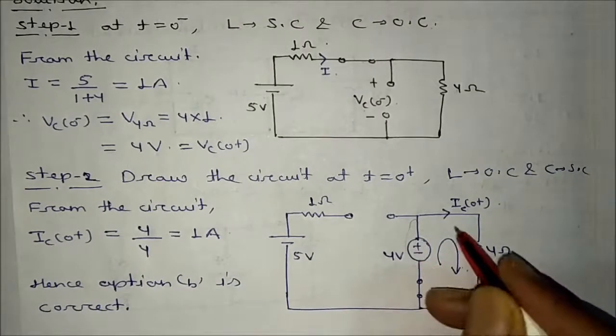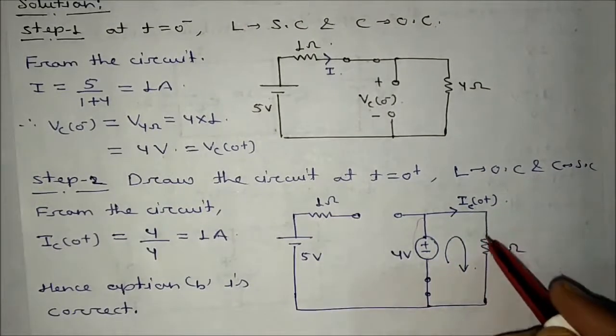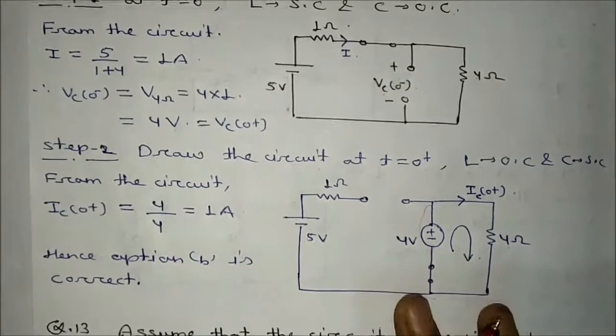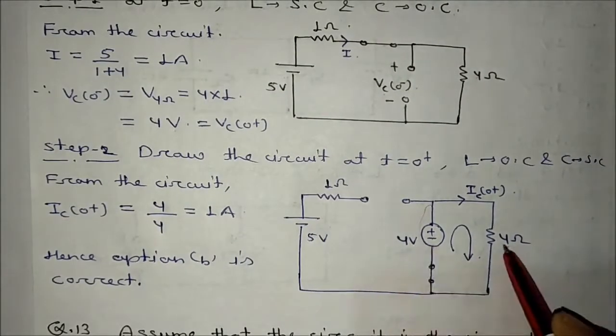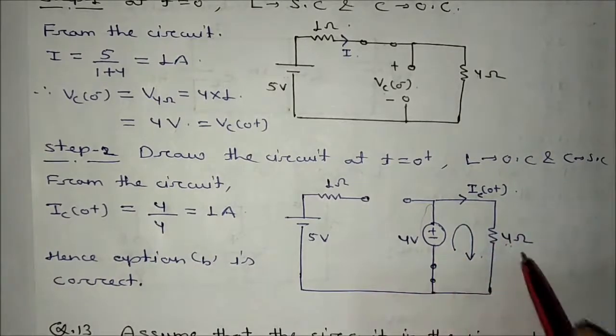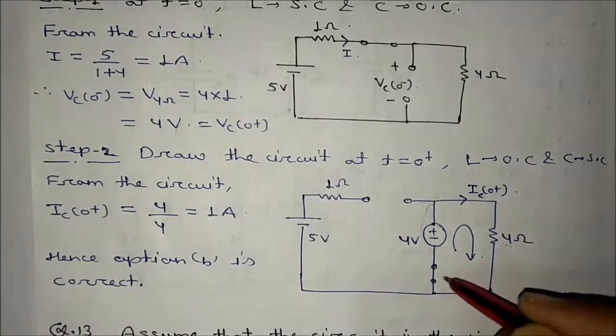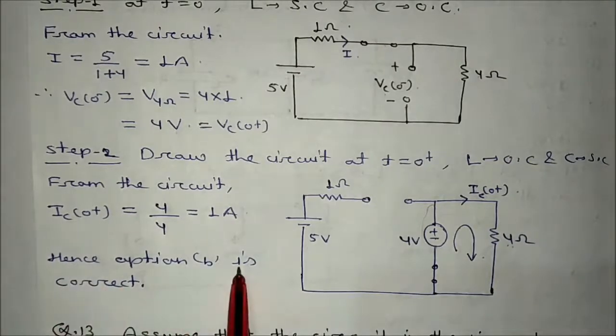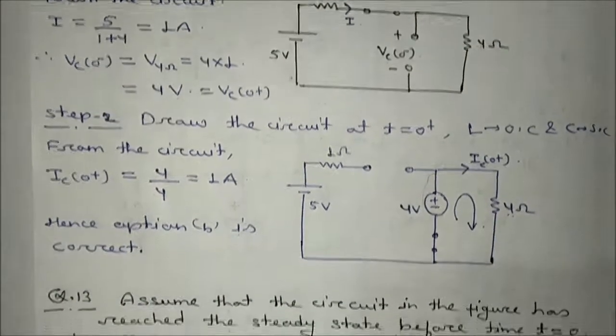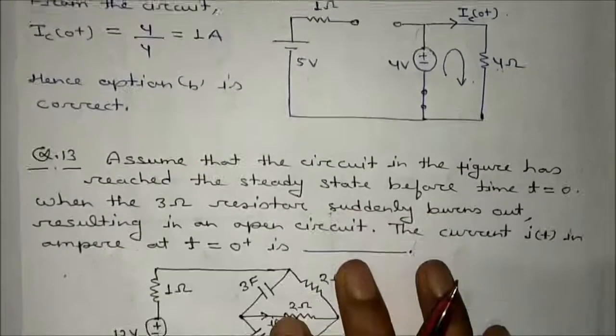This current will be same as the current flowing in the 4 ohm resistance, and we can get this current very easily. How? This is 4 volt, this is 4 ohm. This current will be 4 divided by 4, that is equal to 1 ampere, and this is the same current flowing in the capacitor. So we can say that IC 0 plus will be 1 ampere. So option B is correct. Is it okay? Now moving to the next problem.